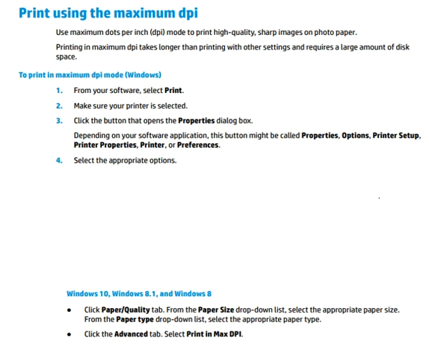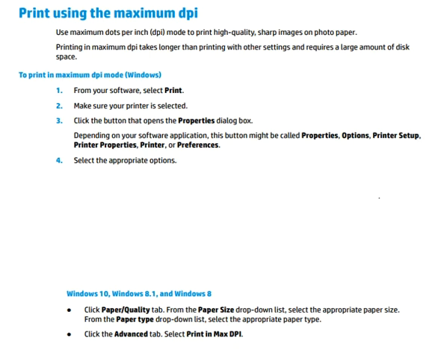Now we will see the next procedure, which is print using maximum DPI. Here DPI stands for dots per inch. Use maximum dots per inch DPI mode to print high quality sharp images on photo paper. Printing in maximum DPI takes longer than printing with other settings and requires a large amount of disk space.